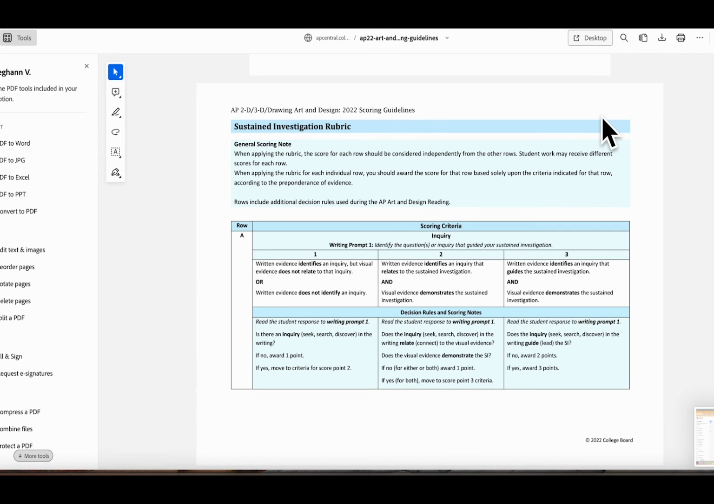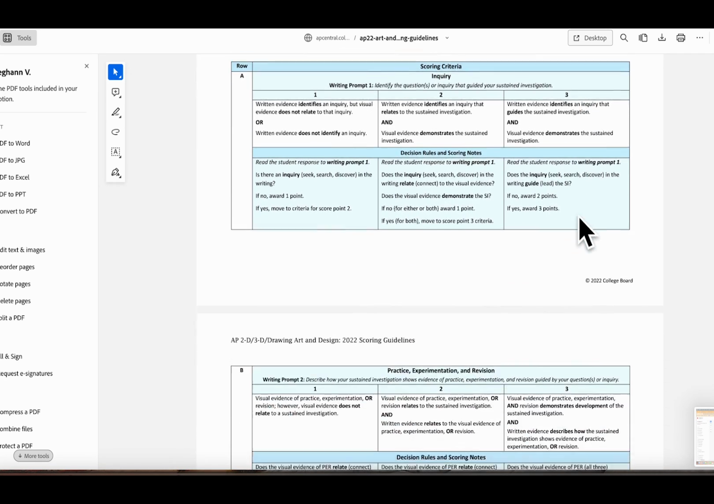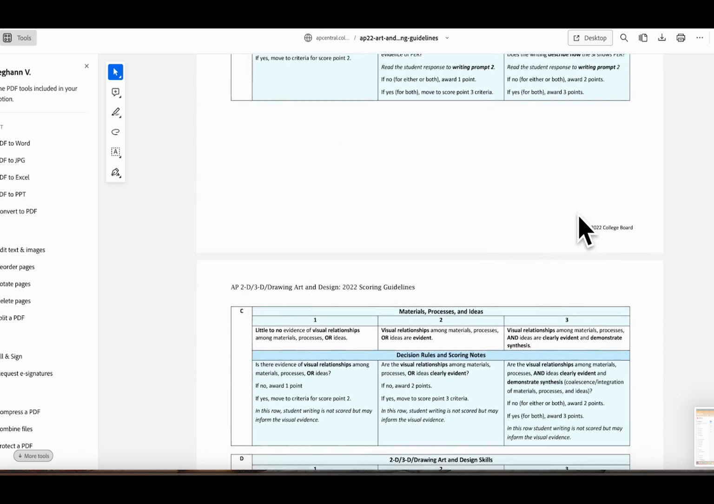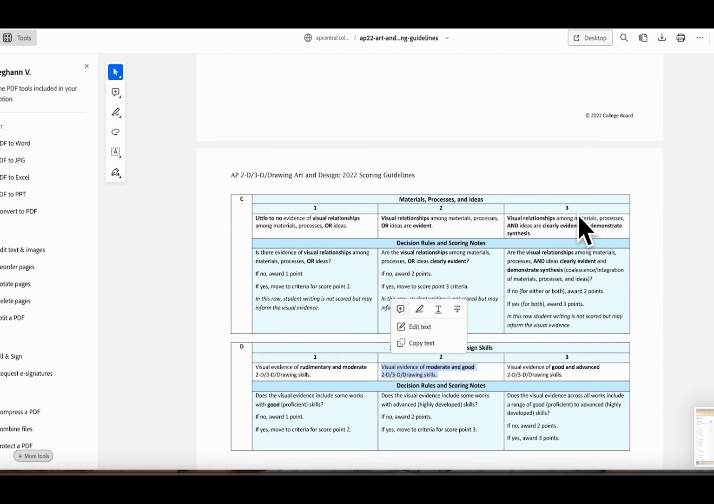Next time we talk about things, we'll be talking about the rubric for selected works and looking over some examples from AP. Okay, so I hope this helps some of you to understand how things will be scored at the end of the year when you submit your work to College Board and what they're going to be looking for when they score your work.